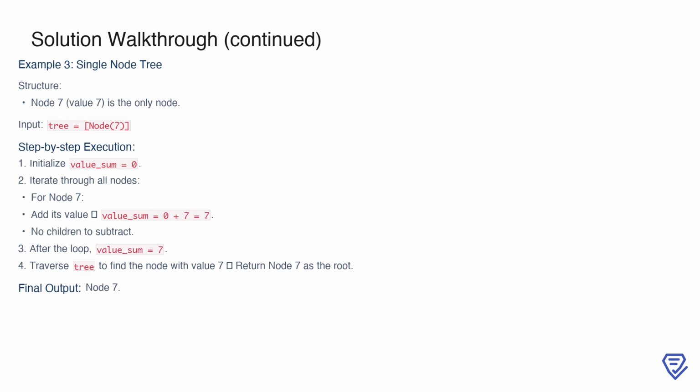At this point, we know that the value of the root node is 7. Traversing the tree, we find that node 7 has the same value as value_sum, so we return node 7 as the root. The final output for this example is node 7.